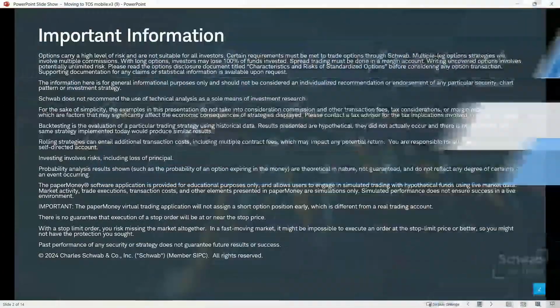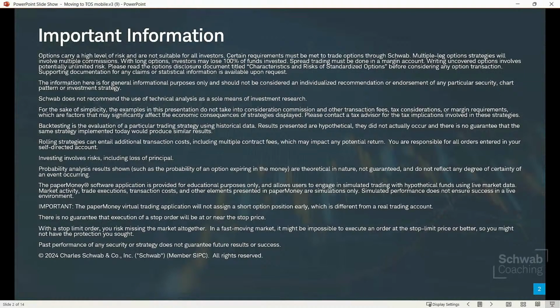Now, remember, we're going to be talking about options here today using the thinkorswim mobile app. Remember that options carry a high level of risk, not suitable for all investors. Also remember the information here is for general informational purposes only. Also remember that when we talk about investing, that involves risk. And also remember our examples here today are just that.